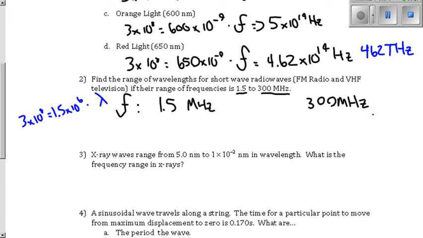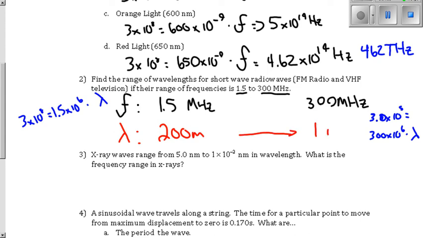And over here we should get that 3.0 times 10 to the 8th is going to equal 300 times 10 to the 6th times our wavelength. When you do that, we end up getting that the wavelength here, the longer wavelength represented with the smaller frequency, is about 200 meters. And over here, it ends up being about 1 meter. So they range from 200 meters to 1 meter.